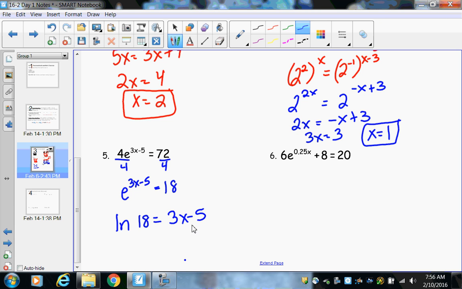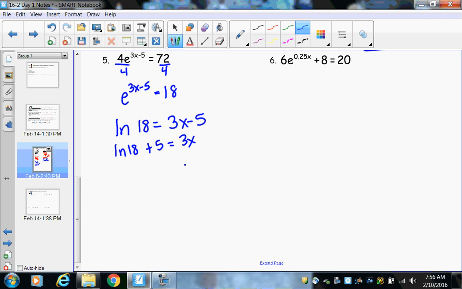So then the opposite of subtracting is adding. So I have the natural log of 18 plus 5 equals 3x. And the opposite of multiplication is division. So then my answer in my calculator, I'm going to type the natural log of 18 plus 5, get that, and then divide by 3. And you should get roughly 2.63.